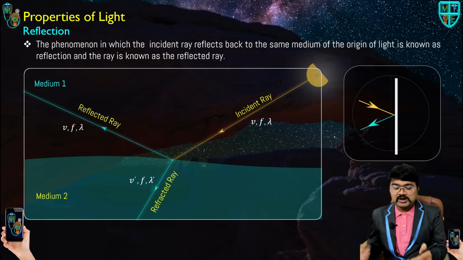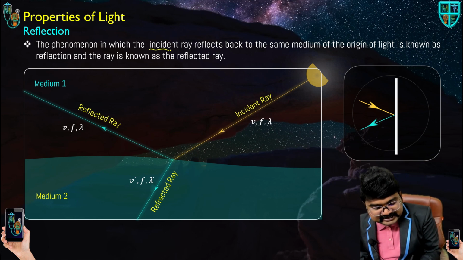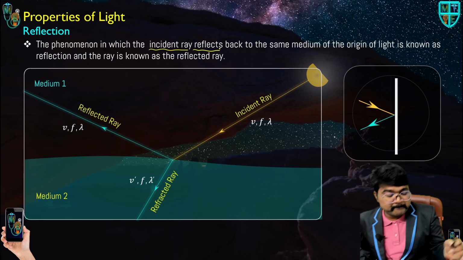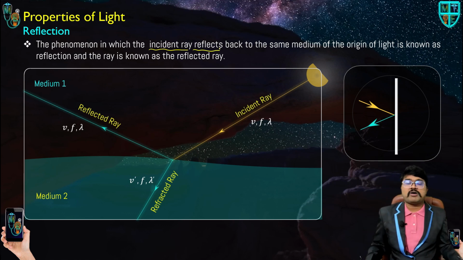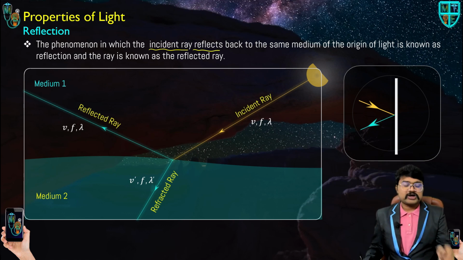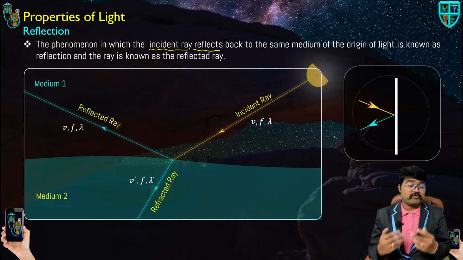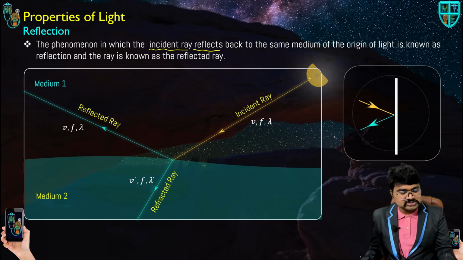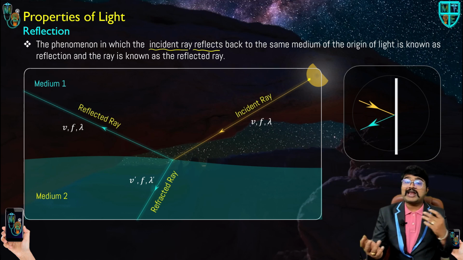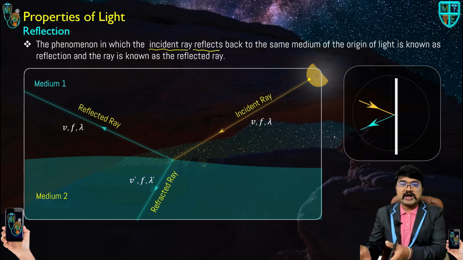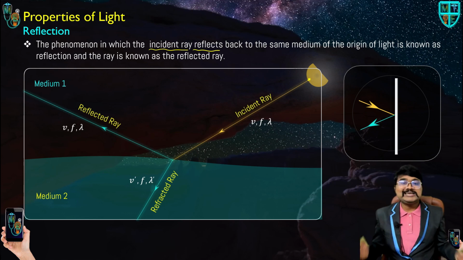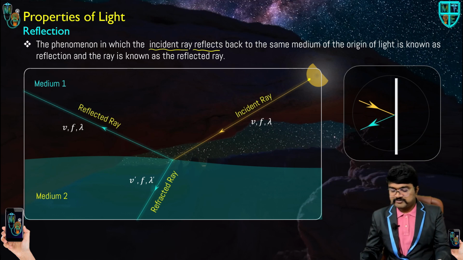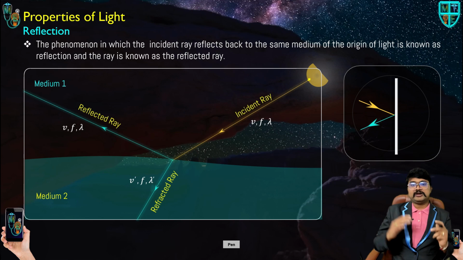Here the phenomenon in which the incident ray reflects back to the same medium of origin of the light. What is the origin of the light? It is coming from the source. Of course, this is the origin. The origin of the light is present in medium 1, and it reflects back to the same medium. Understood now? So that is the basic phenomenon of reflection.